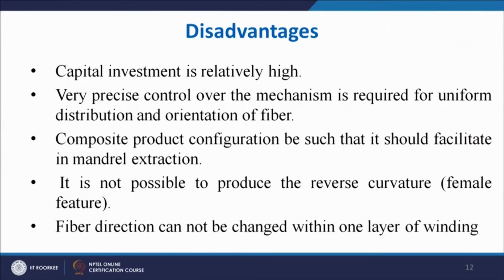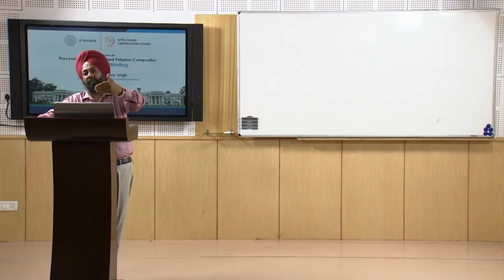But there are no processes which have only got advantages, there are processes which have got disadvantages also. So the capital investment as the cost of the machine is relatively high. Very precise control over the mechanism is required for uniform distribution and orientation of fiber. So the control is the key. If you control it precisely, you get a very good product. If you are not able to control it precisely, you may get a poor quality product, which can turn into a disadvantage also.